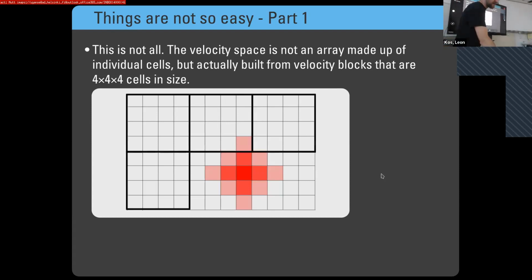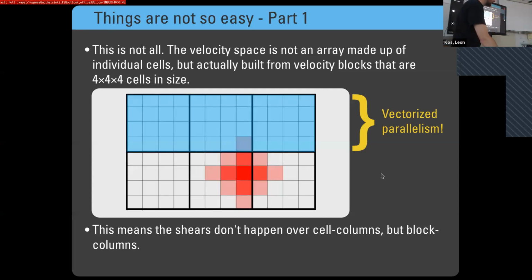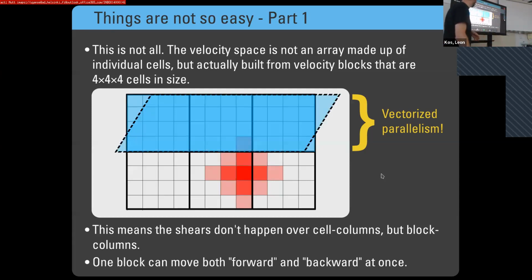we decompose everything into these 4x4x4 blocks, or now on newer architectures, sometimes 8x8x8 blocks, and we do a shear of this. You need to note that if your zero velocity is in the middle of such a block, this block can move both forward and backward at the same time. So that's something that we need to take into account in our solver, that there's always stuff that might flow forward and backward at the same time within one block.